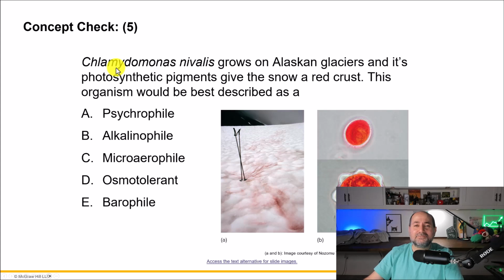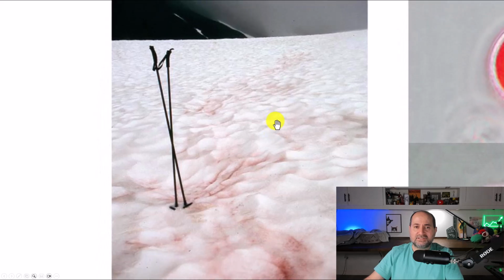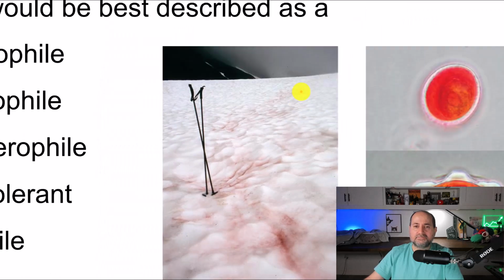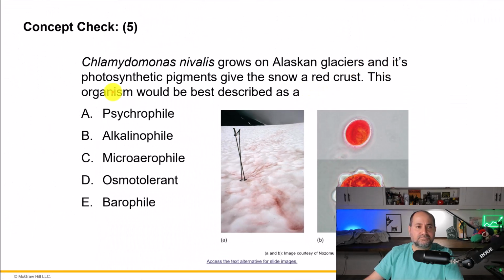All right, concept check number 5. Chlamydomonas nivalis is an organism that grows on Alaskan glaciers. That's what this picture is. It's an Alaskan glacier, and it's an organism whose photosynthetic pigments give the snow a red crust. That's why the snow looks red. This organism would be best described as which of the following?